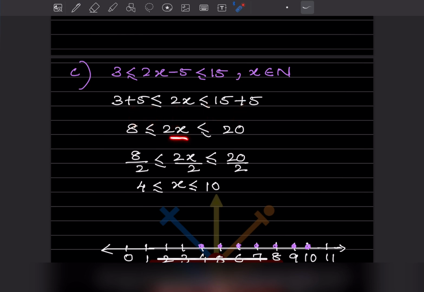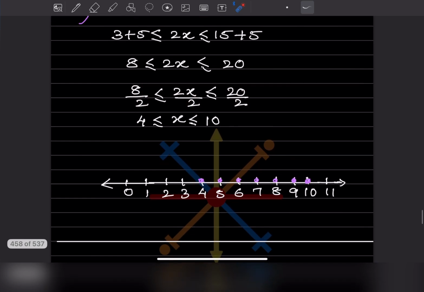So now what will you do? Again, this part and this part, you are going to look at the middle one. So yes, you are going to divide it by 2. So this also should be divided by 2, and this also should be divided by 2. This is the step here. So this is going to be 4. This and this cancel. This will be 10. So this is the answer.